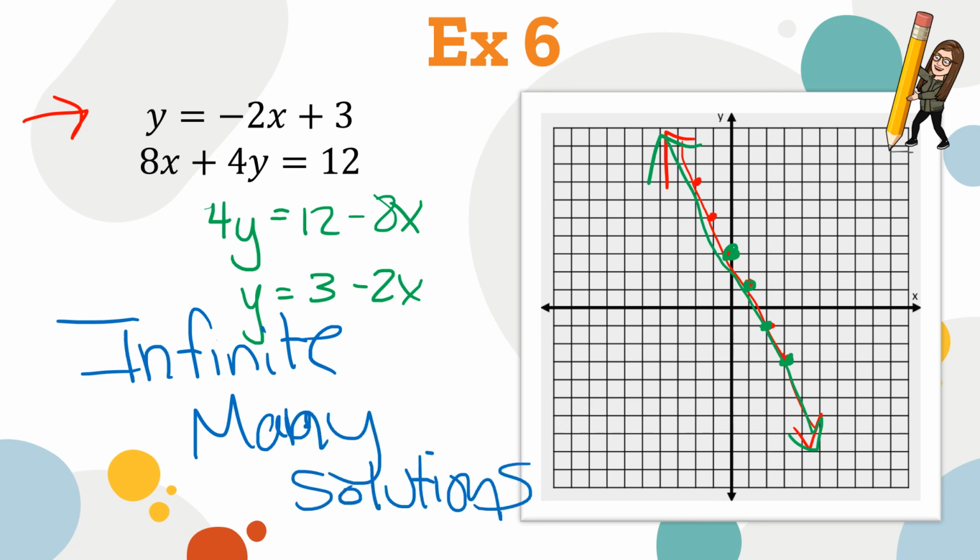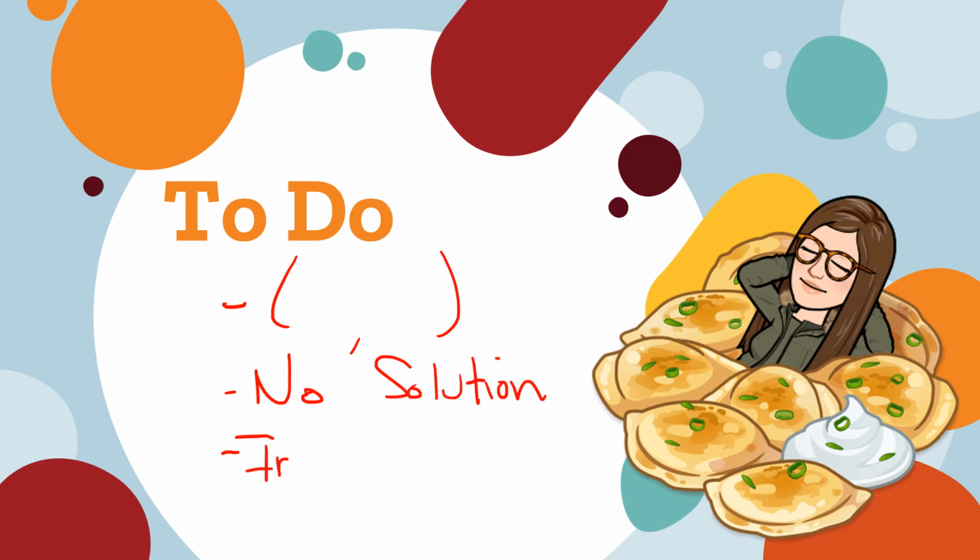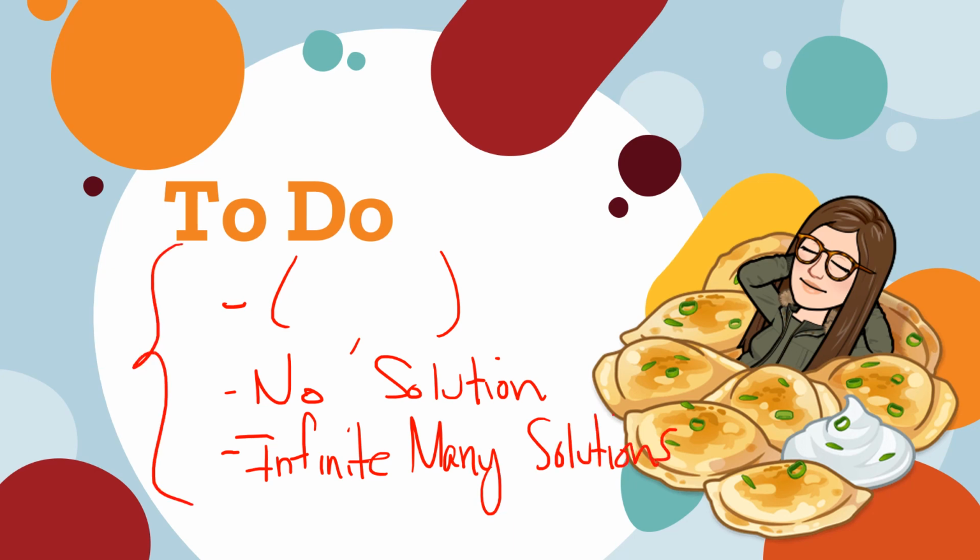So out of these 6 examples, you can see there are 3 possible answers. All right, remember those 3 possible ways. The first way is you could have a point. The second way is no solution. And the third way is infinite many solutions. Every problem should have one of these 3 things written in the end. That's the only new piece today as well, because solving for y and graphing is old news.